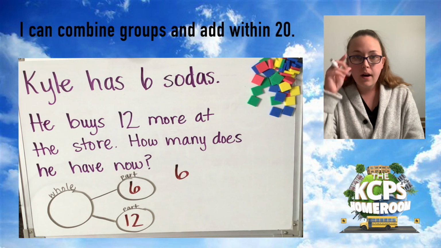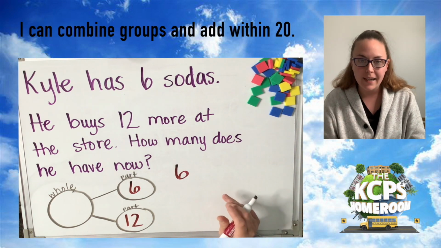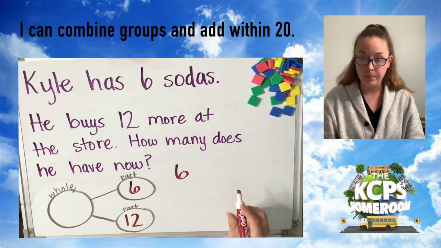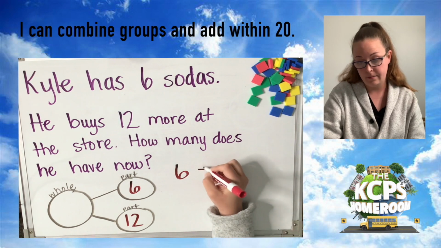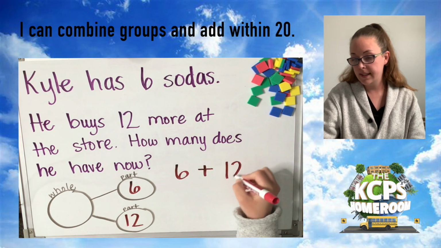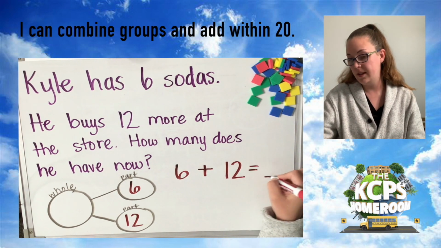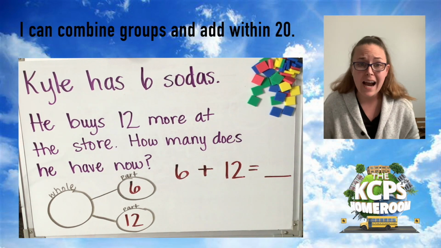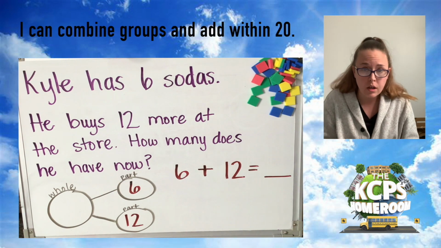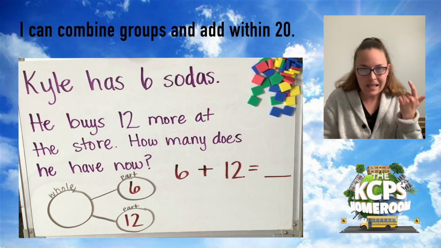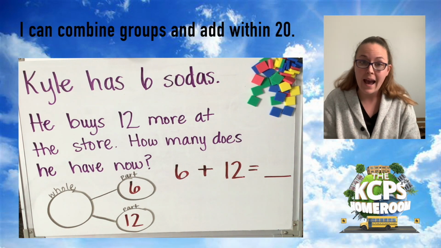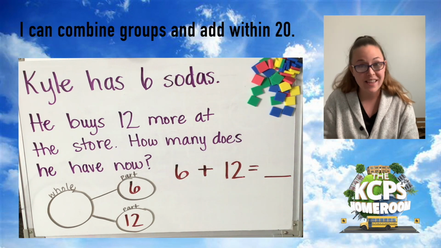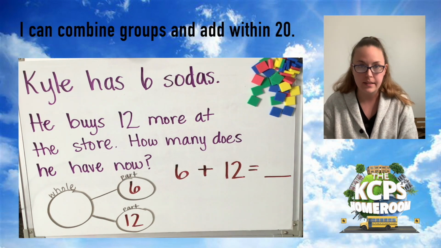So I know from the context of this problem that we're combining these 2 groups to get a new group. So that means I'm adding. So 6 plus 12 equals, and then we have to find the sum. But I'm sure you're thinking, Miss Barnes, I don't know how to add these numbers. That's okay. Let's think about something that you do know how to add, and then talk about how to use that to add this number sentence.